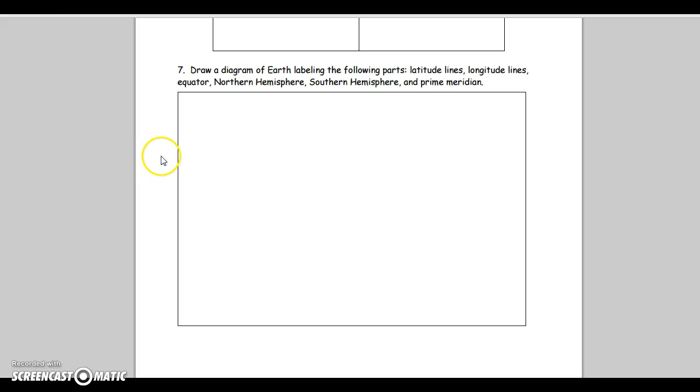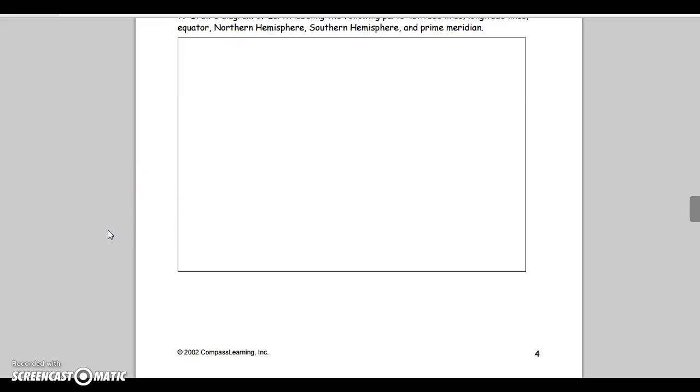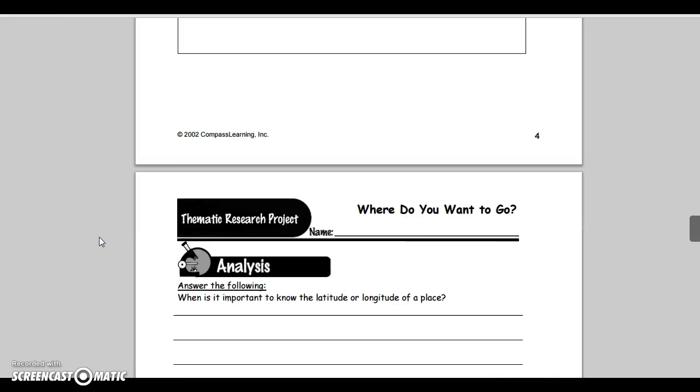Here's a fun one. Draw a diagram of the Earth labeling the following parts. You want to make sure you're labeling latitude, longitude, equator, northern hemisphere, southern hemisphere, and prime meridian. And I think since those are kind of fun to do little drawings, maybe do it in a place in your notebook that we can show our other classmates when we have a live class. We can show it on our webcam. So that might be kind of fun.